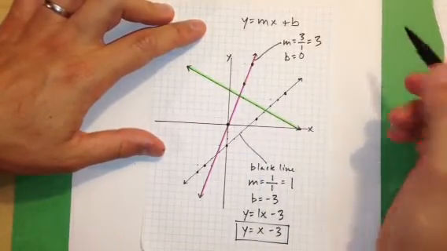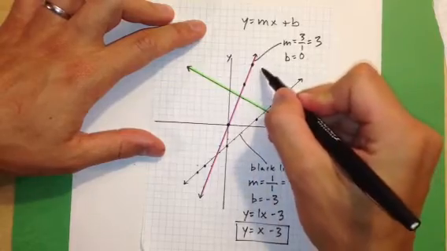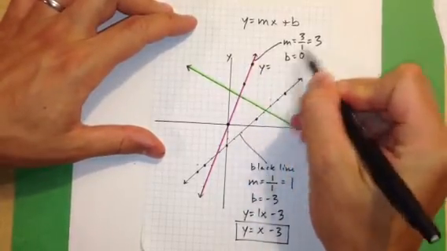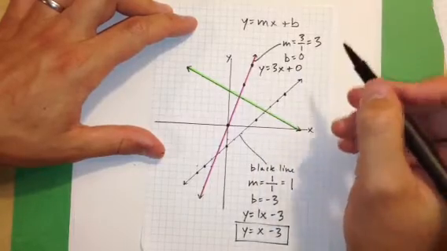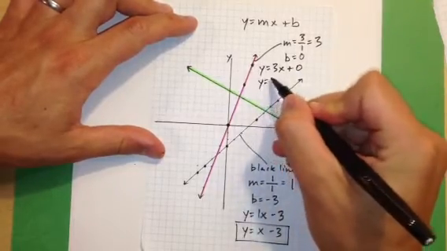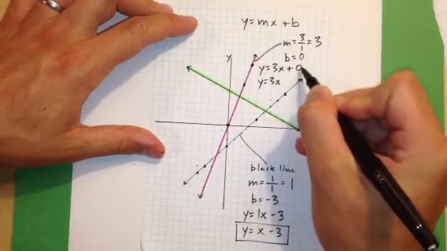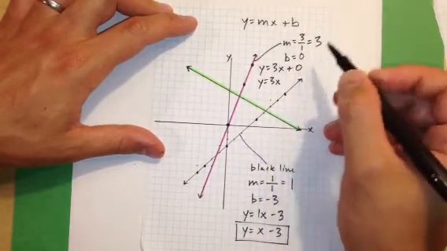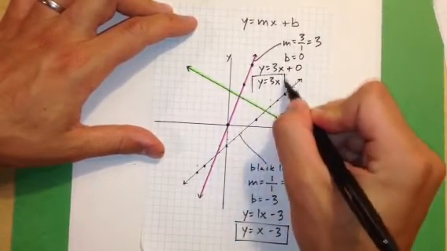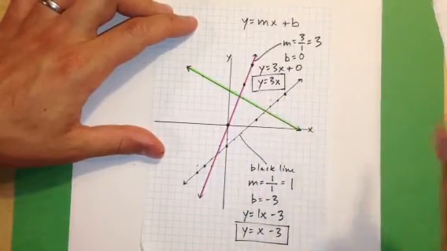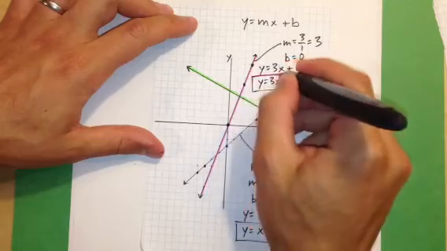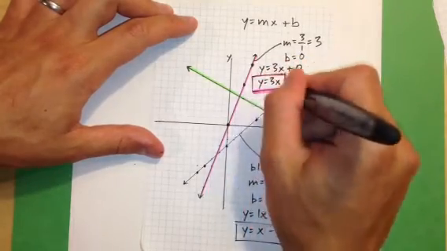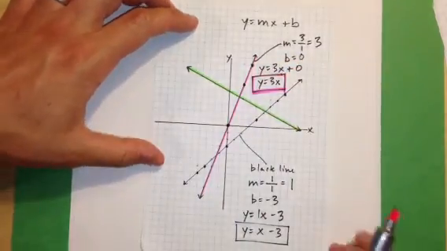So writing the equation in slope-intercept form, y equals 3x plus 0, or in other words, y equals 3x. You don't need to write the 0 for the y-intercept if it is 0. By excluding the 0, you know that it crosses at the origin. So the equation in slope-intercept form of the pink line is y equals 3x.